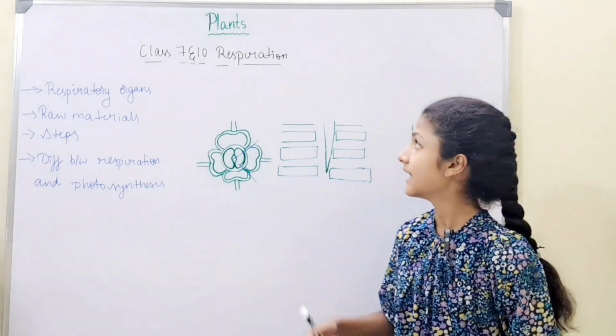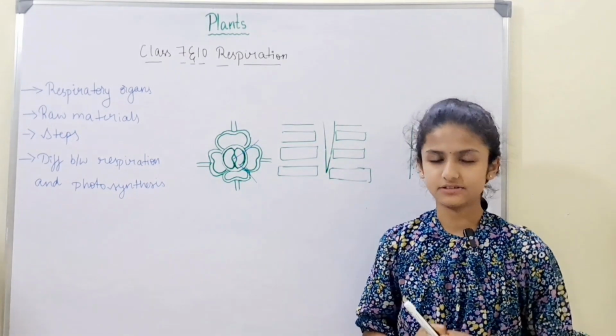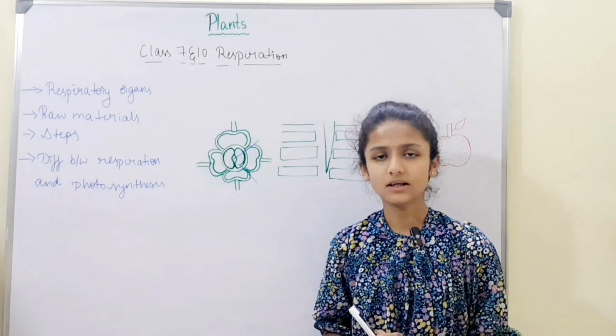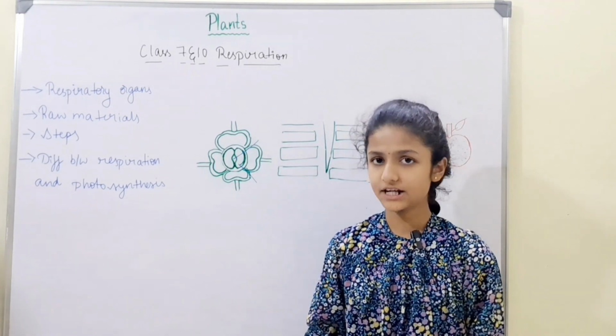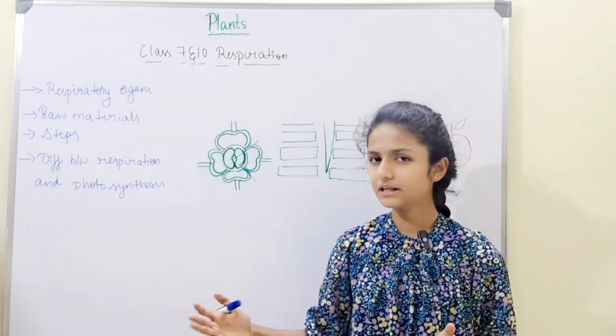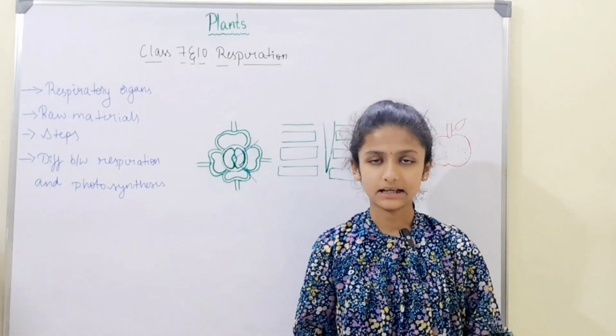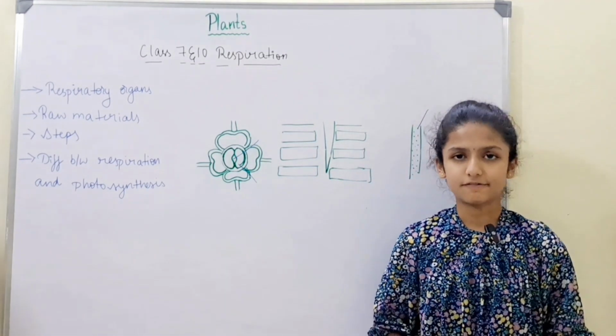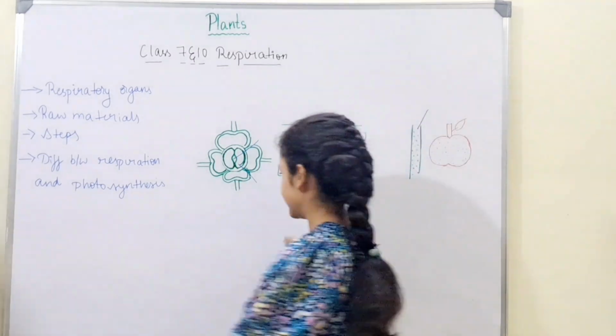Now we are going to see class 7 and 10, respiration. Respiration in plants. What is respiration? Respiration is the process of breakdown of food to release energy. I will write down the chemical equation. From that, we can get to know the raw materials.